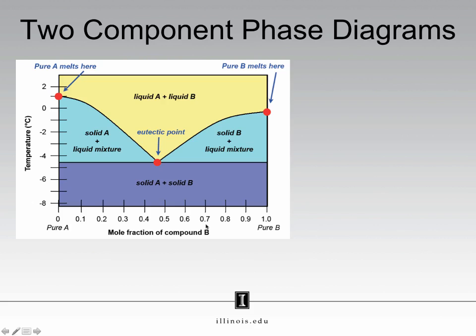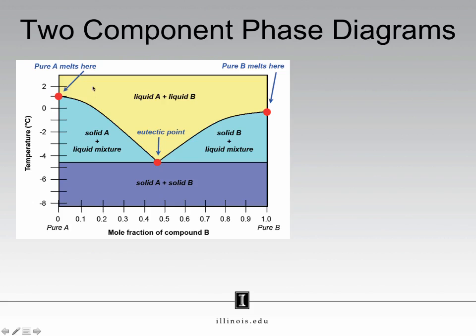Okay, how do we interpret this phase diagram? This phase diagram has 4 regions. This yellow region at the top, these light blue regions on the sides, and this dark blue region down below. Each of these regions has been labeled with the phases of the compounds present at a particular mole fraction and at a particular temperature.